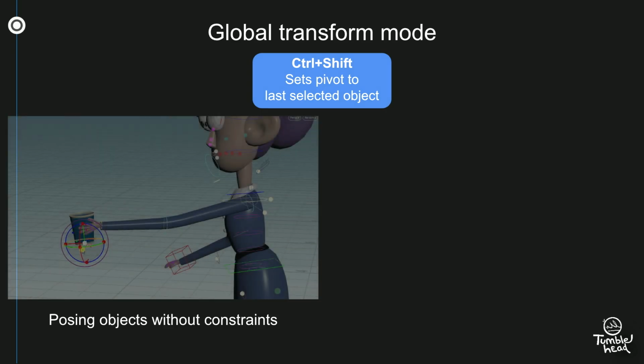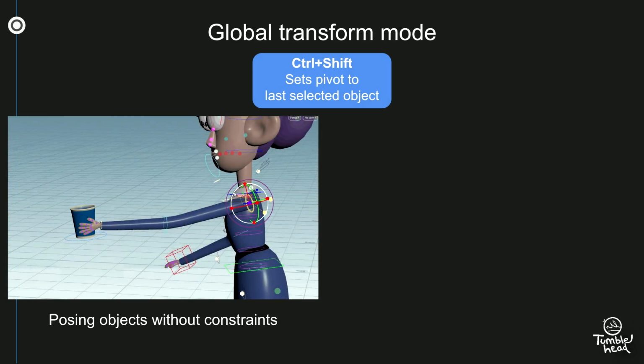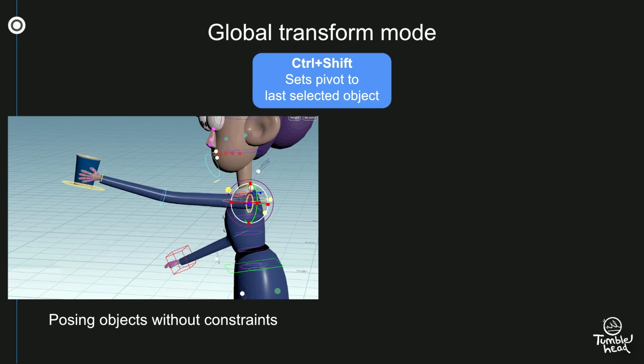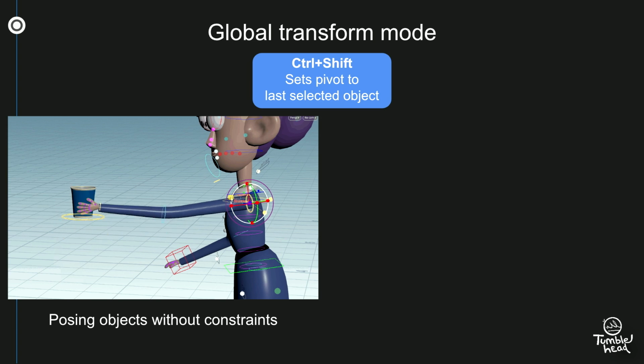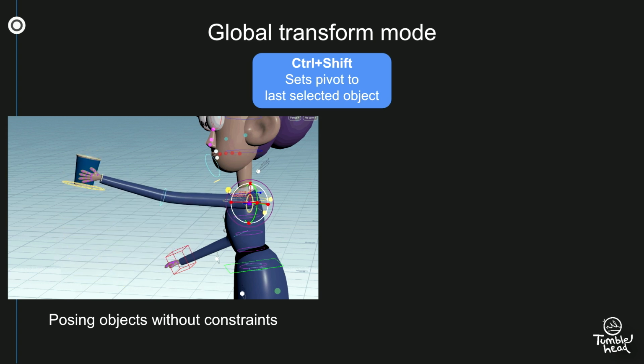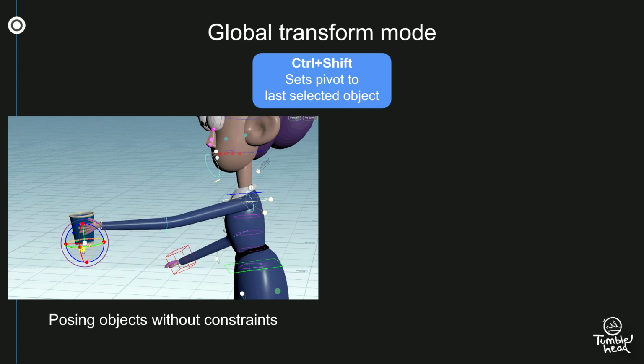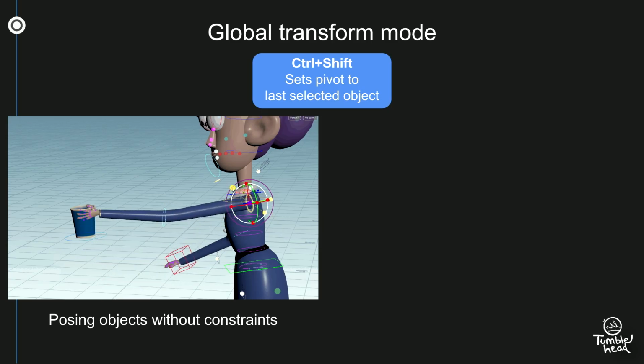And the global transform mode is quite an amazing thing that allows you to pose several objects at the same time. In this example, you can see that the cup is actually not constrained to her hand. But if we select the cup and then the shoulder, and then hold down Control and Shift, the cup will also pivot around the shoulder. And this allows you to quickly pose objects in relation to each other without having to deal with constraints.